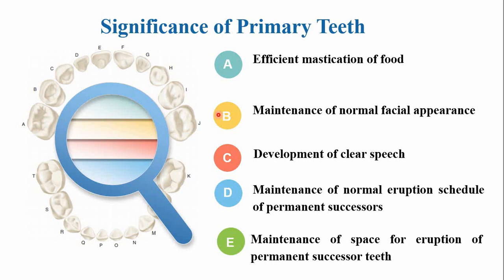The premature loss of a primary tooth will result in loss of space in the arch for the eruption of their permanent successor and will result in the development of malocclusion in the permanent dentition.